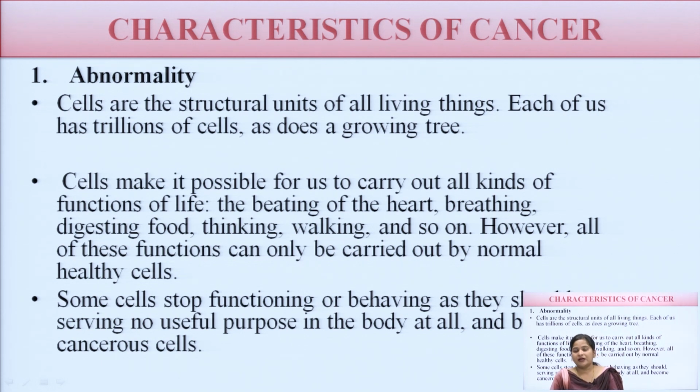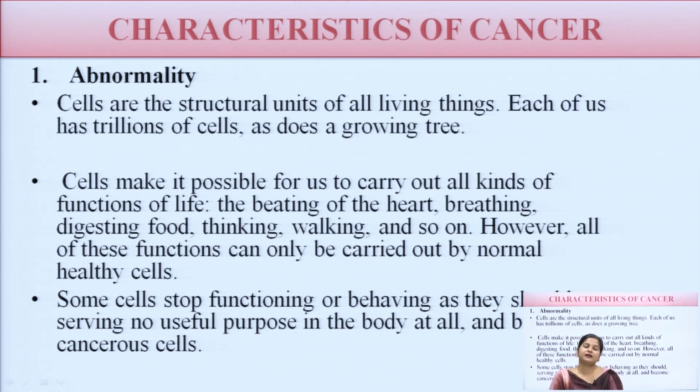The cells are the structural unit of all living things. Each of us has trillions of cells, like a growing tree, which is now damaged. This gets disturbed because of cancer cells. Cells make it possible for us to perform all kinds of functions, like the beating of the heart and the many activities of the body throughout life. Now some cells stop functioning or behave as they should, serving no useful purpose in the body at all. They become cancerous cells, right.